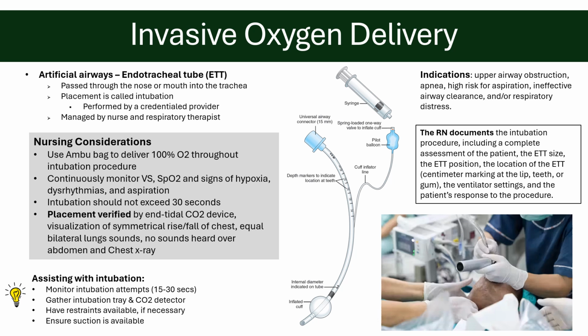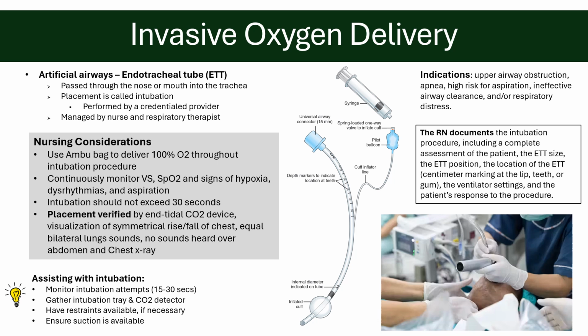So why does a patient even need an ET tube? Maybe they have an upper airway obstruction, episodes of apnea, high risk for aspiration, ineffective airway clearance, and some other type of respiratory distress.